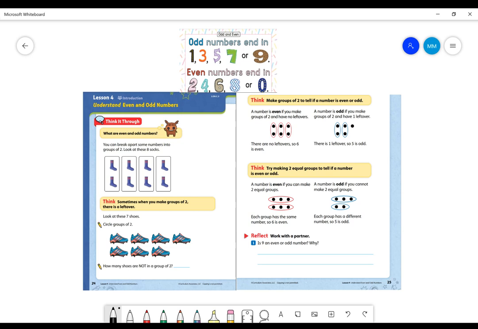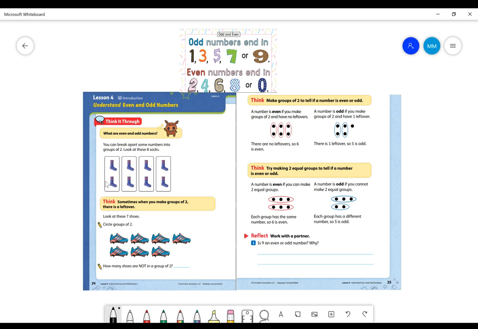So I want you to go ahead and get your instruction book out, okay? Get your instruction book out and turn to page 24. And we are going to explore these pages together. So this week we are understanding even and odd numbers. It says, what are even and odd numbers? Well, we already talked about these are numbers that end with a certain digit. It says you can break apart some numbers into groups of 2.